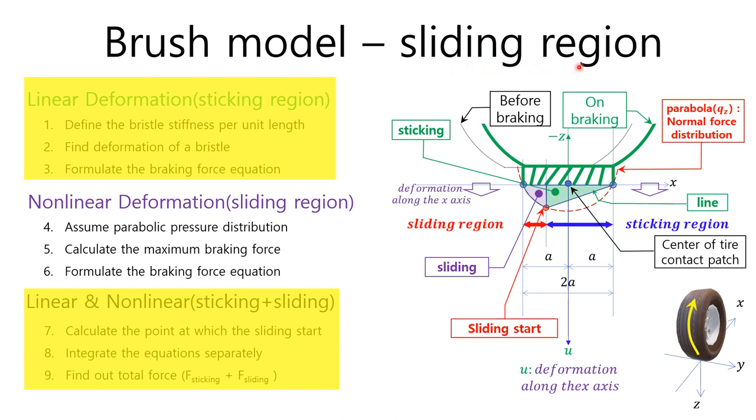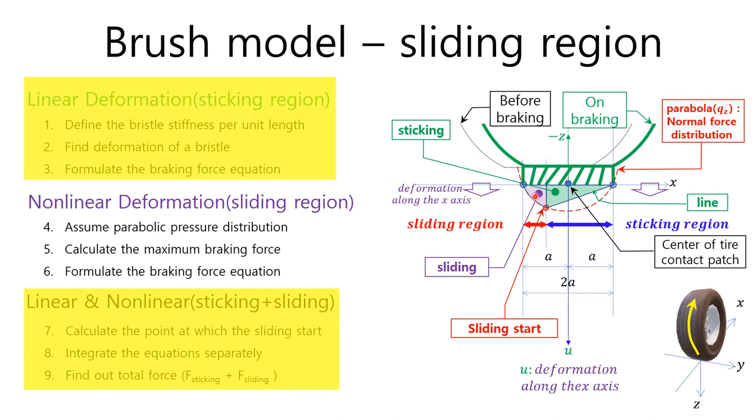How about the sliding region? The vertical force per unit length of the tire contact patch along the longitudinal axis is defined as QZ. Assuming that QZ is distributed in a parabola shape along the longitudinal x-axis, the maximum braking force becomes QZ multiplied by the friction coefficient mu. In the sliding region of the brush model, the bristle base is attached to the tire side and has no relative displacement along the x-axis, but the bristle head in contact with the road surface slides parallel to the x-axis and deforms non-linearly depending on the maximum braking force distribution.